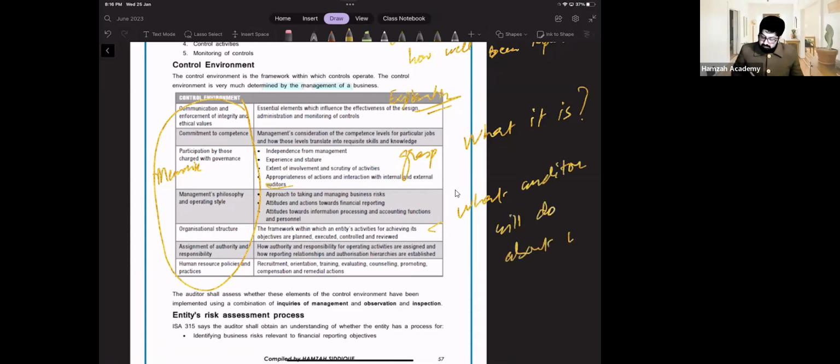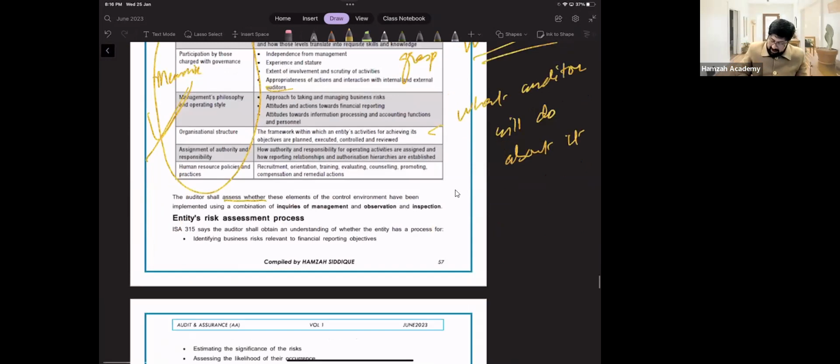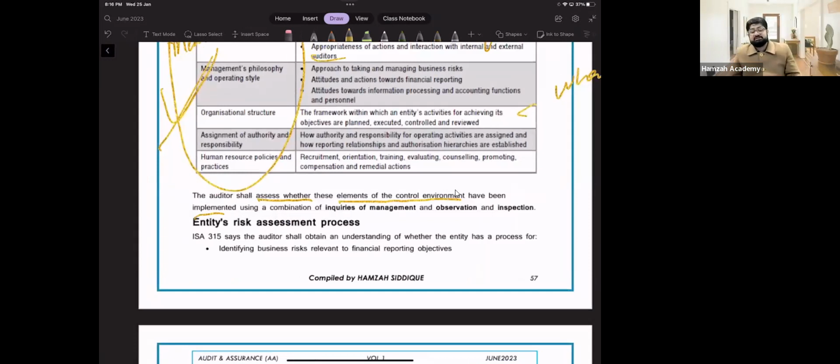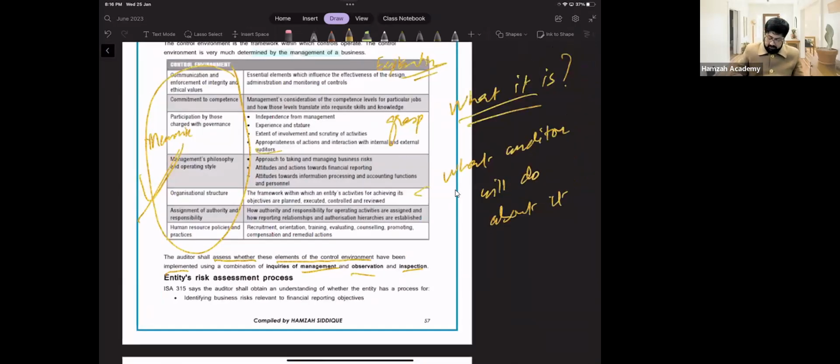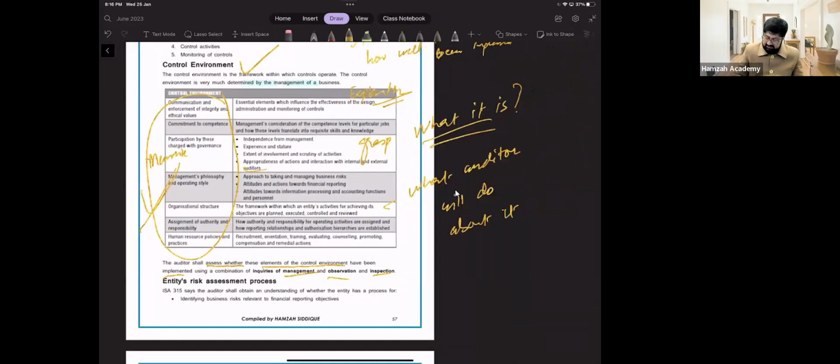The control environment is the company's framework under which controls operate. And that framework is affected by all these factors. Now, what will the auditor do? The auditor will assess whether these elements of control have been implemented or not. How will the auditor assess? By asking the management, going and observing the business, and inspecting the records of the company. So two aspects have been discussed about this component.